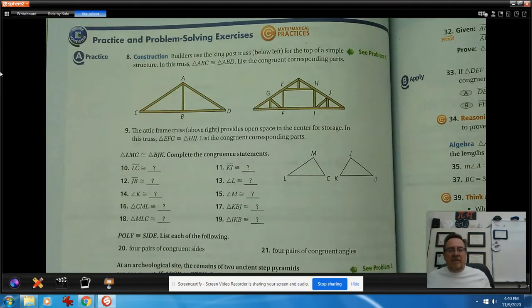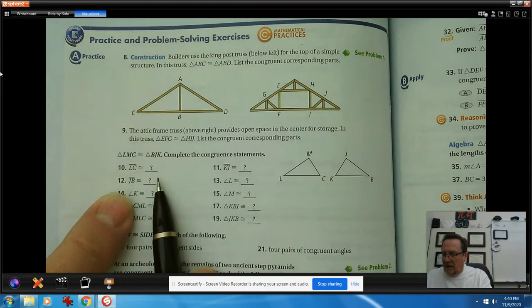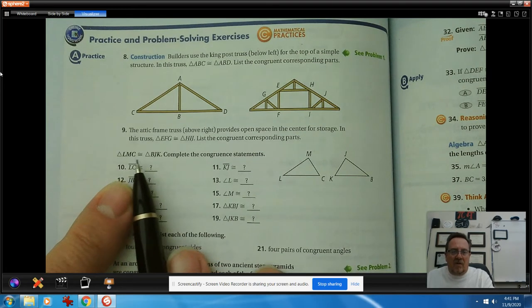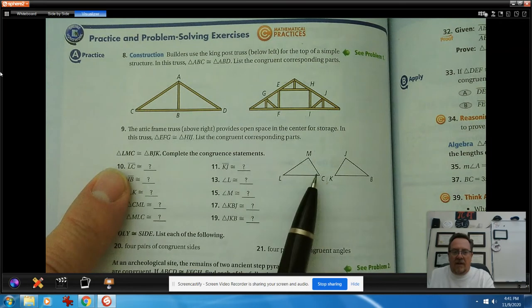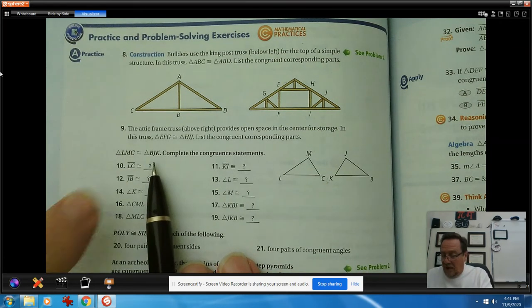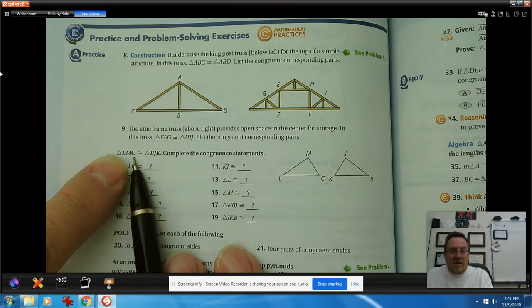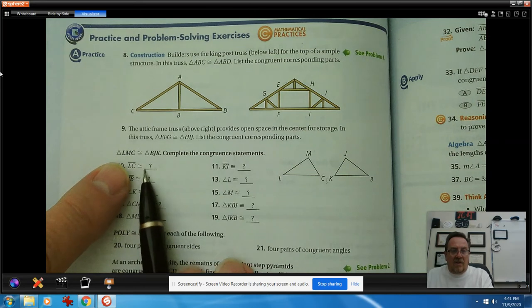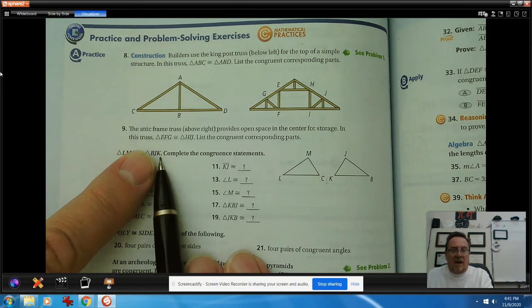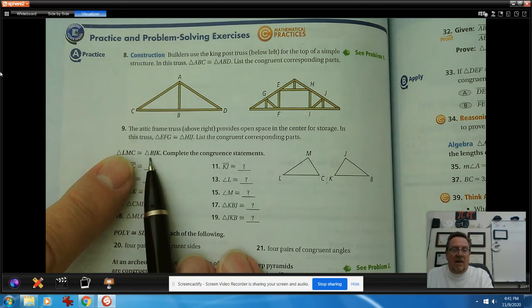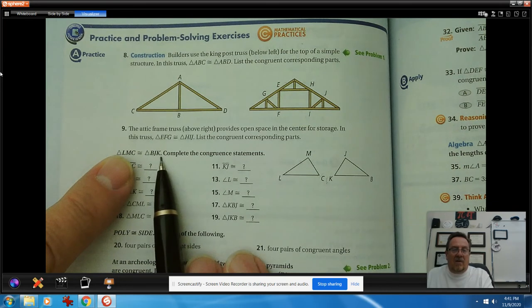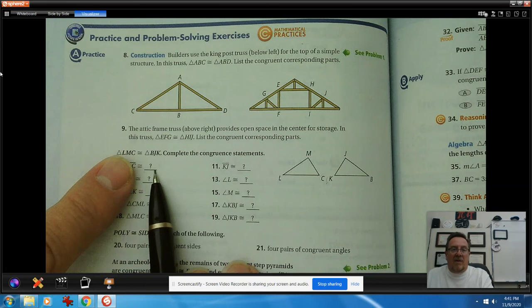Okay, and then you'd move on to these problems. It's telling you that this triangle is congruent to that triangle. If that's true, then LC, and I don't even have to look at the figure over here, I can just match up the parts. L is the first letter, C is the last letter. If segment LC is congruent to something, it better be congruent to segment BK, because B is the first letter and K is the last letter. L corresponds to B, C corresponds to K. What goes in the blank? You better write segment BK.